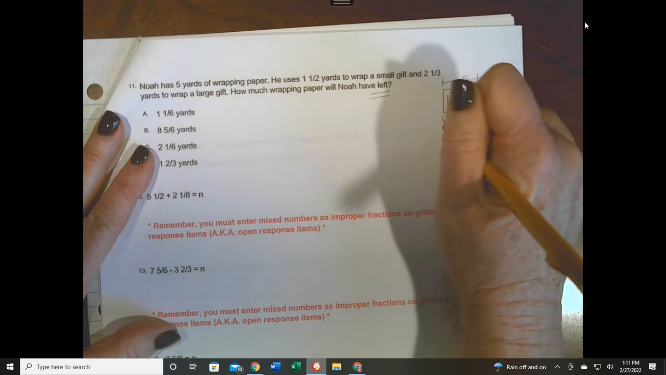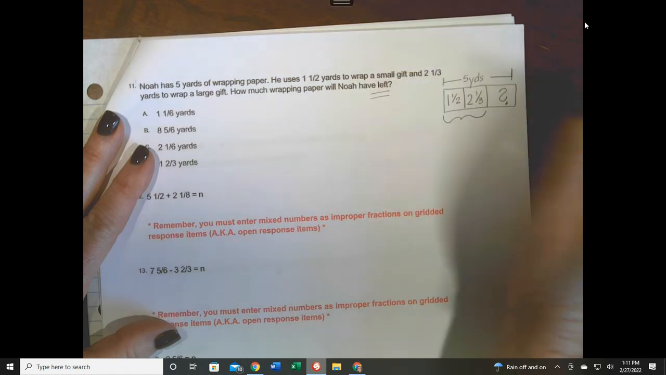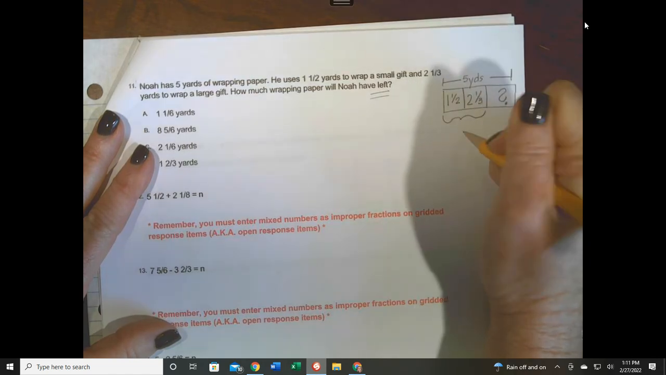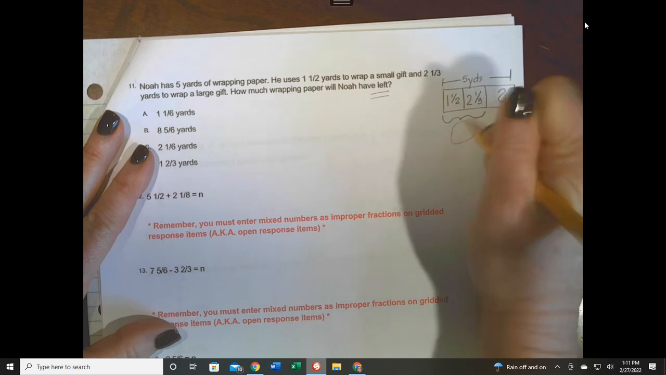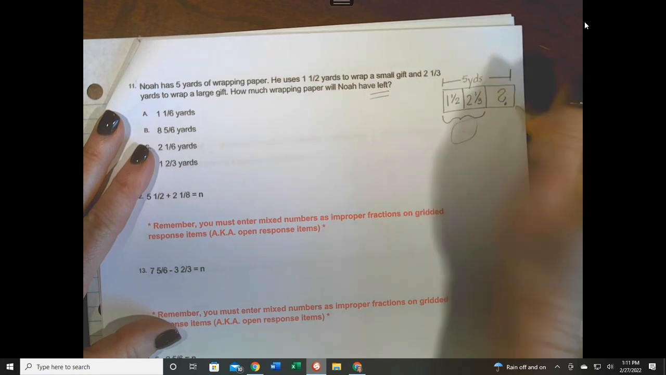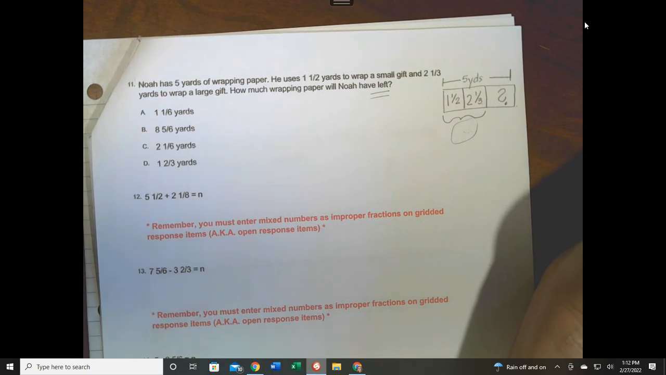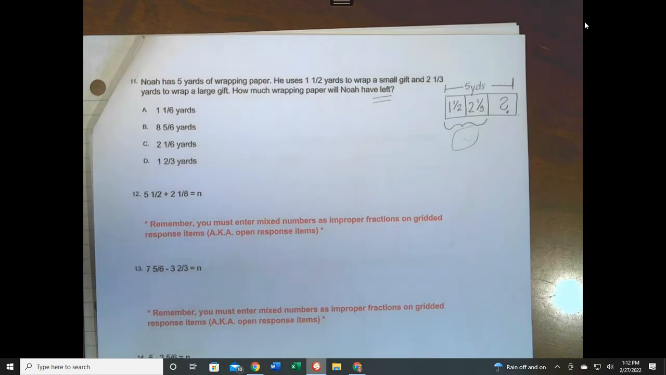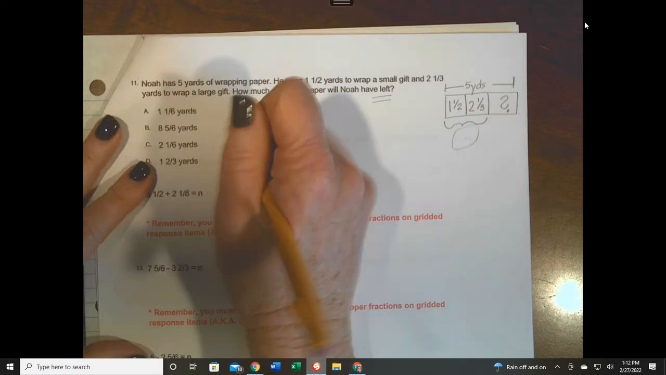Well, I know if I add what he's used, the 1.5 and the 2 1/3, and I subtract that amount from 5 yards, that tells me how much he has left. So this is a 2-step problem. We've been working on these types of problems all year long. We use the bar diagram to make sense of what our steps are going to be. So let's go ahead and add 1.5 and 2 1/3, step 1.